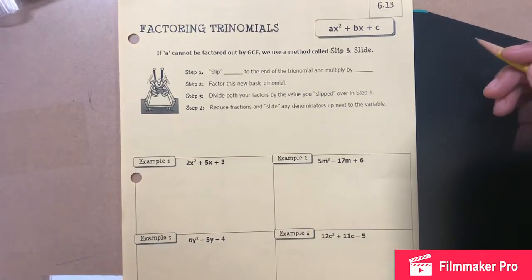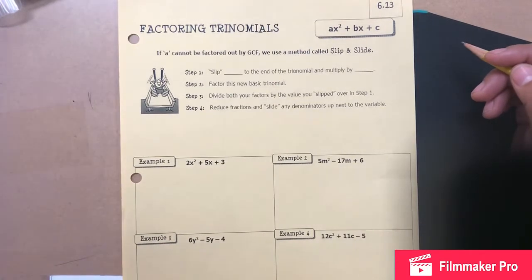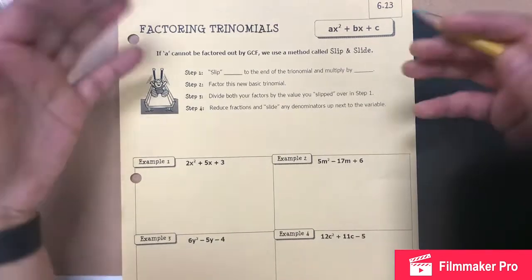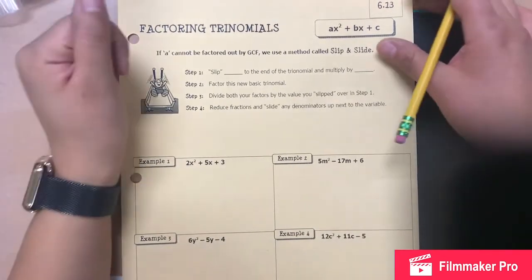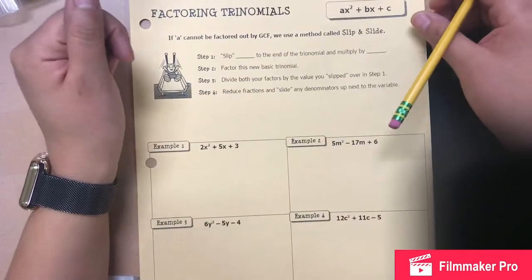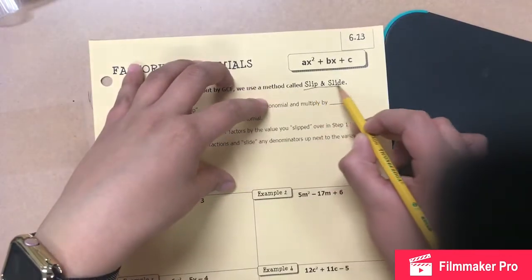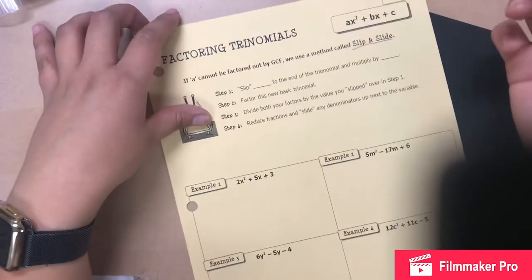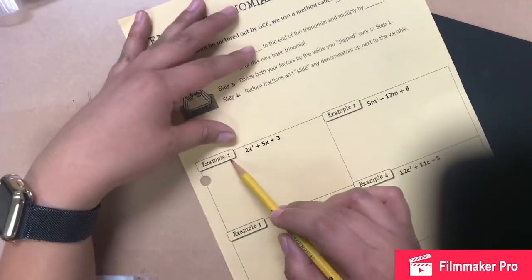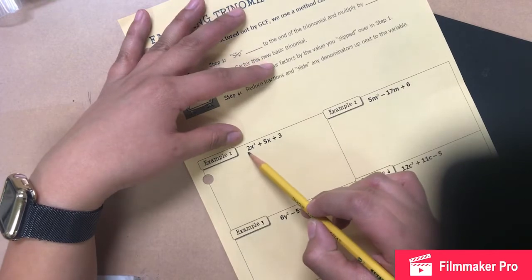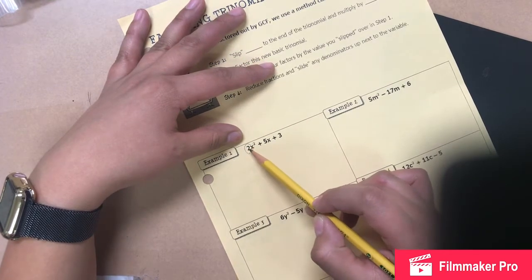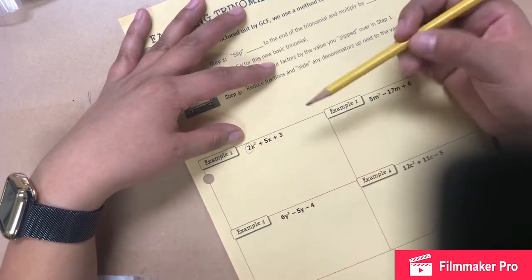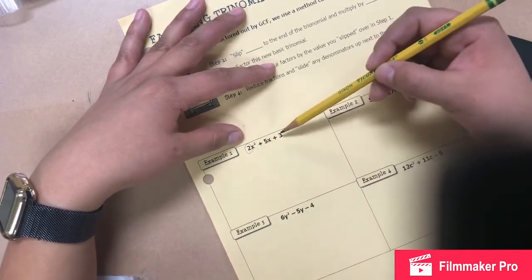So for the past couple of days, we learned how to factor a trinomial, learning the rules and everything. We're still going to be doing that, but we are going to learn to factor trinomials using a method called slip and slide, and I'll explain where that comes in. The reason we need slip and slide is that in example 1, I have a coefficient at the very front, where we haven't had a coefficient at the front. Normally, yes, I would look for a GCF, but this one doesn't have a GCF.